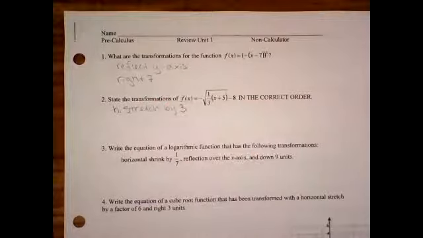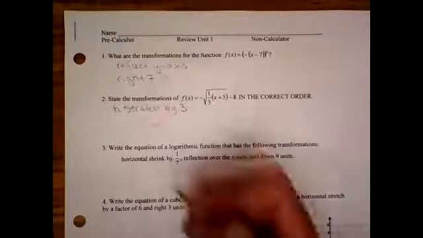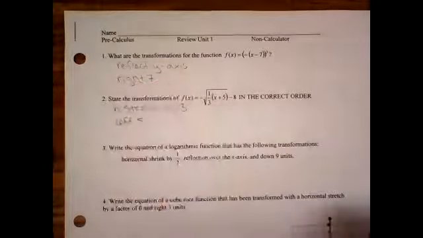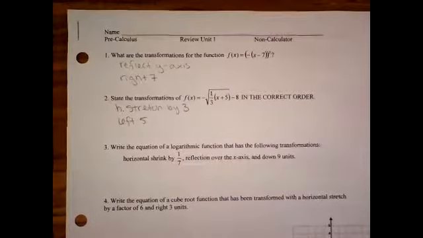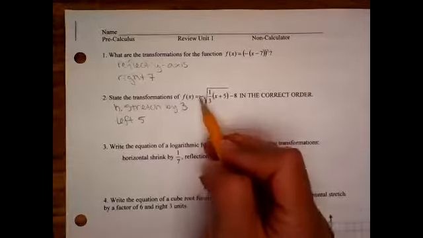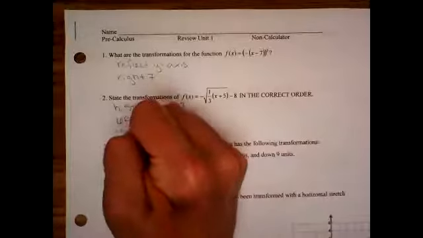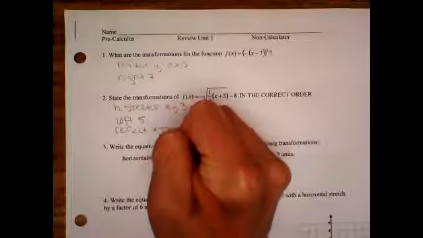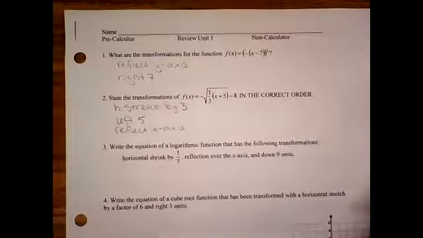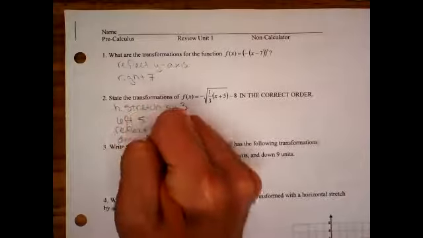You have to reciprocate it. And then the x plus 5 is left 5. So that's the inside stuff. Now outside, we've got the negative in front. That's reflect x-axis. And then the -8 is down 8.